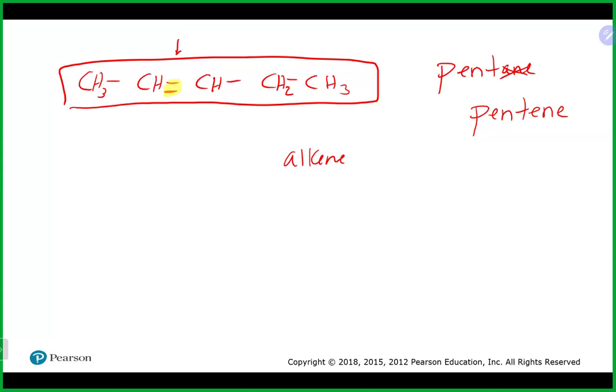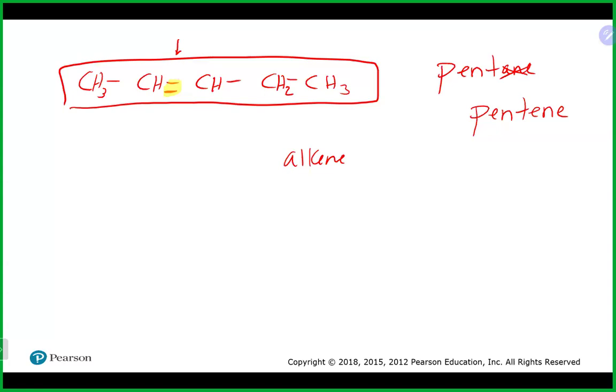So if you remember when we numbered the chain, the priority went to the groups. When you get to a double bond or a triple bond, the priority in the numbering is to give the double bond or triple bond the smallest number. And when you get to 3 or more carbons, you will have an opportunity where the double bond or triple bond could be in different locations. So you actually have to give the location of where that triple bond or double bond is located.